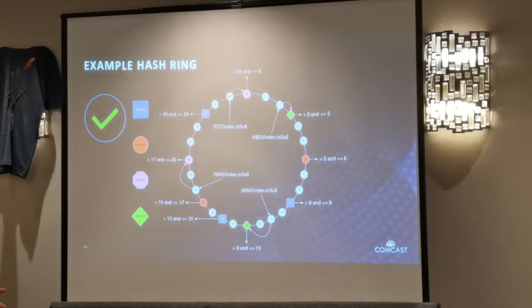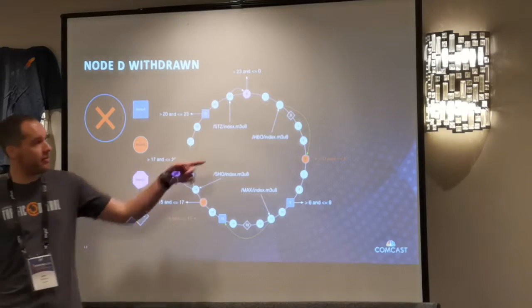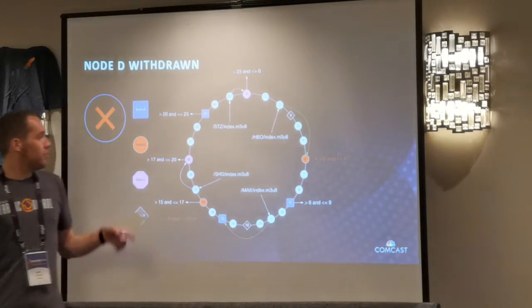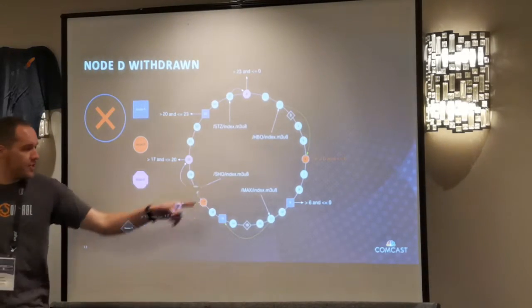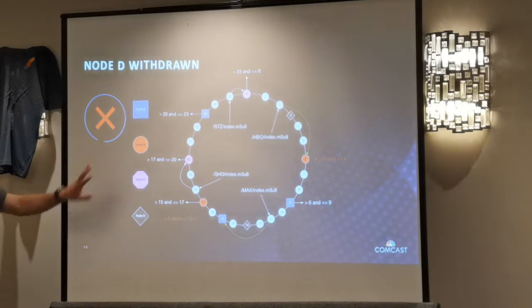So what happens when you lose node D? This is really the important thing about the properties of consistent hash that really make it magical. So node D goes down, and basically you have HBO that flips over to node B, and you have cinematics that flips over to node A. Other than that, everything remains as it is.